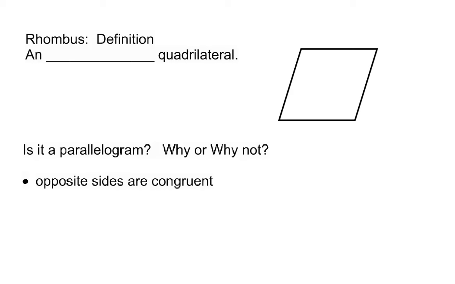So let's go back and talk about our definition of a rhombus. A rhombus is an equilateral quadrilateral, which means all of the sides are always going to be the same. So let's look at why it is a parallelogram. We know that if a quadrilateral has opposite sides congruent, it automatically makes it a parallelogram. And that is the case. They are all congruent to each other, but that also means that the opposite sides are congruent, which is what makes it a parallelogram.